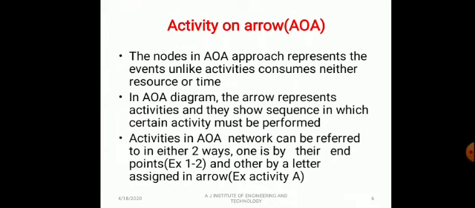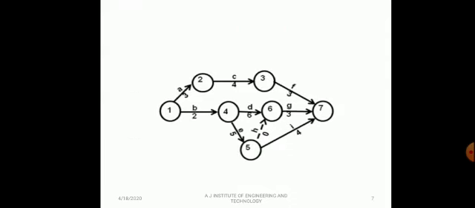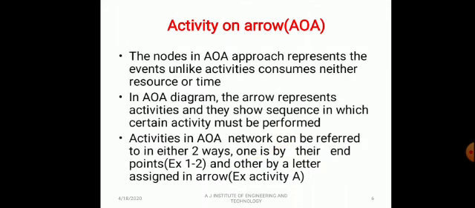An activity on arrow network can be referred to in either of two ways. One is by their end points, for example 1 to 2, and the other by a letter assigned to the arrow, for example activity A. Here we have 1 to 2, 2 to 3, 3 to 4, and so on. Activity on arrow.